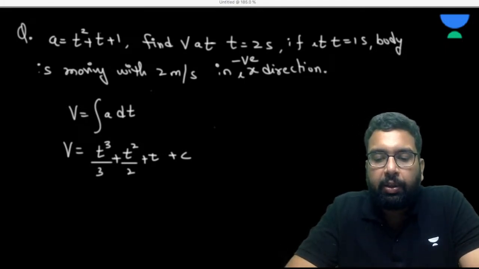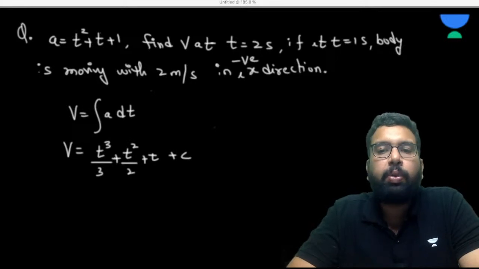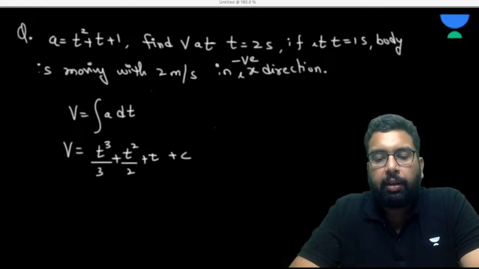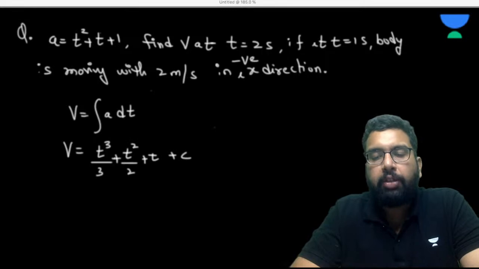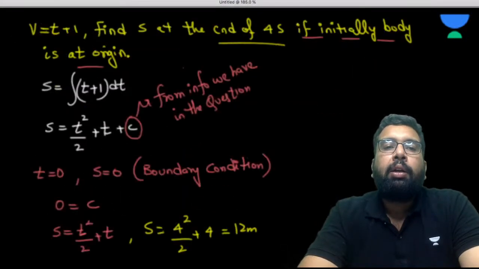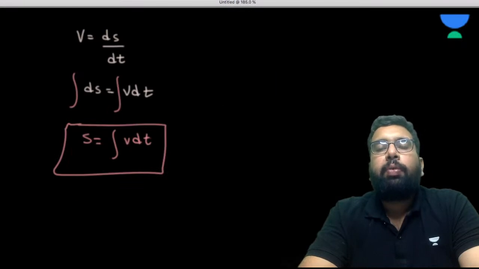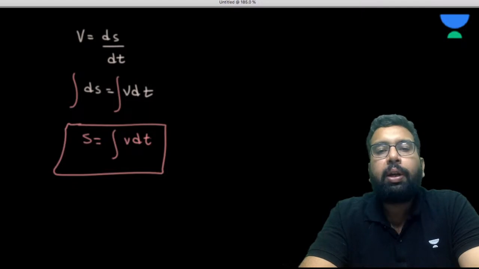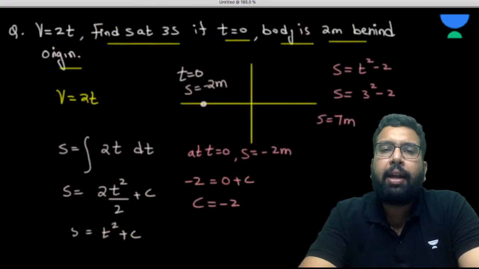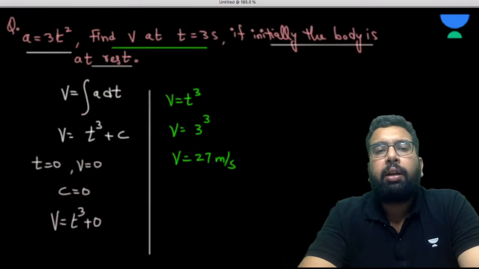We know that integration is the reverse process to differentiation. We get the velocity from the displacement by differentiating it. Now, from the velocity, if we want to get the displacement, we need to integrate it. We have solved one or two questions like that. You can check the recording of it.